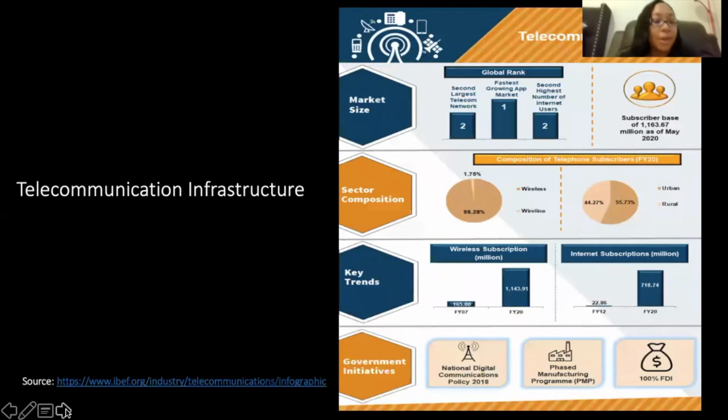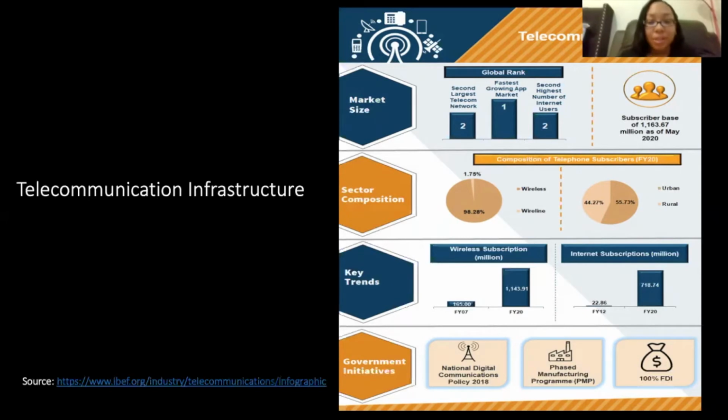And so the breakdown of the telecommunication infrastructure in India will show us the market size, the sector, competition, composition, key trends, and government initiatives. India has the second largest telecommunication network. It has the fastest growing app market, and it has the second highest number of internet users.